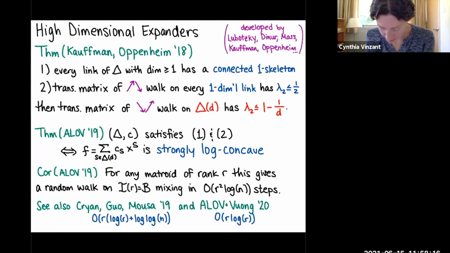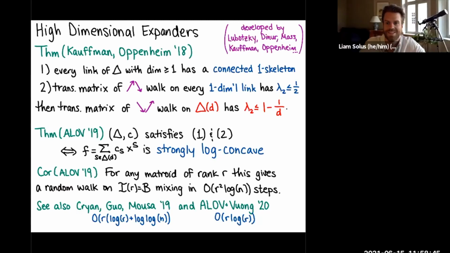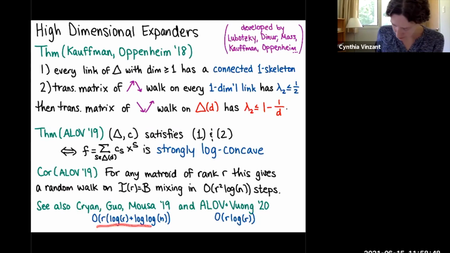And so for any matroid of rank R, this gives a random walk on the bases that converges to the uniform distribution and mixes in the order of R squared times log n steps. The complex can be weighted, and I'm not going to tell you about the weights. But let's take the weights to be 1, just to answer a question in the chat. And this has been generalized and strengthened in various ways since then.